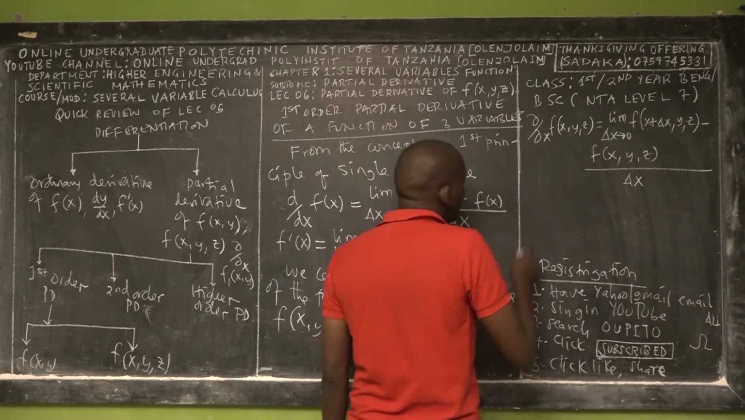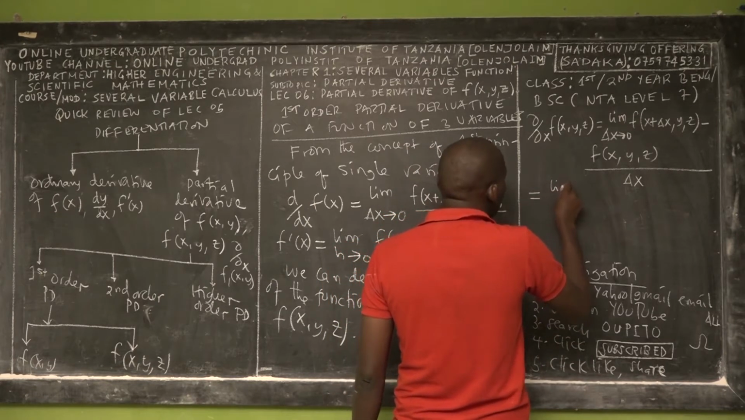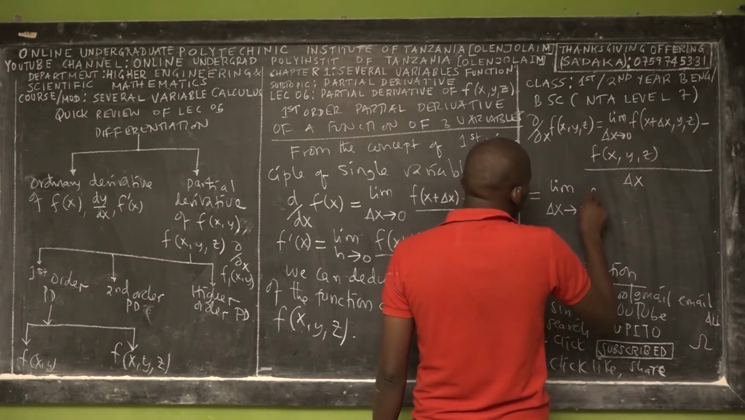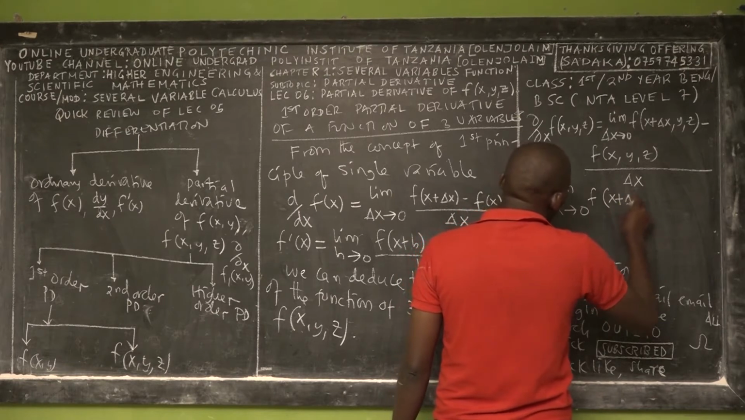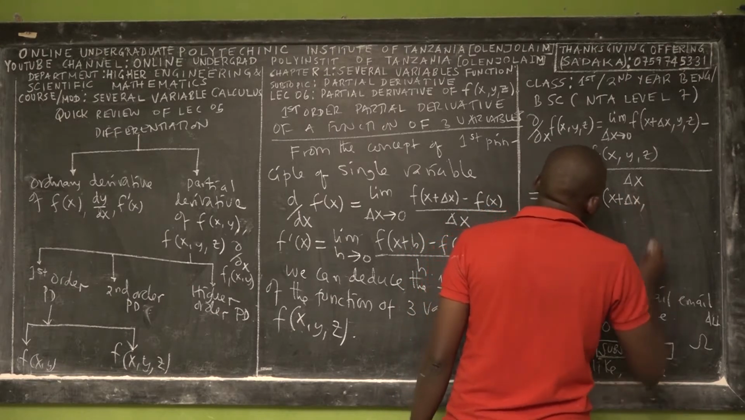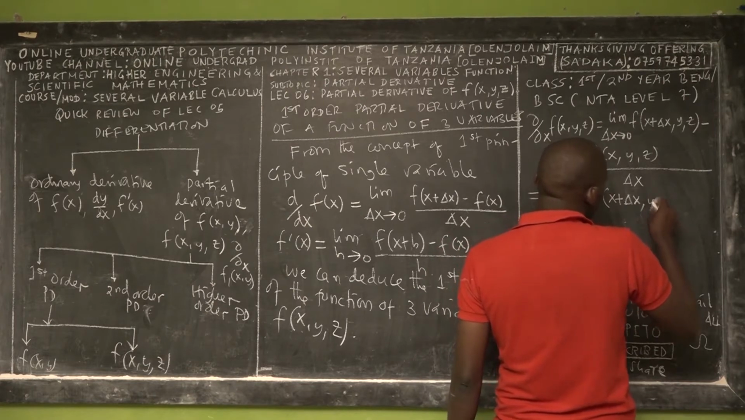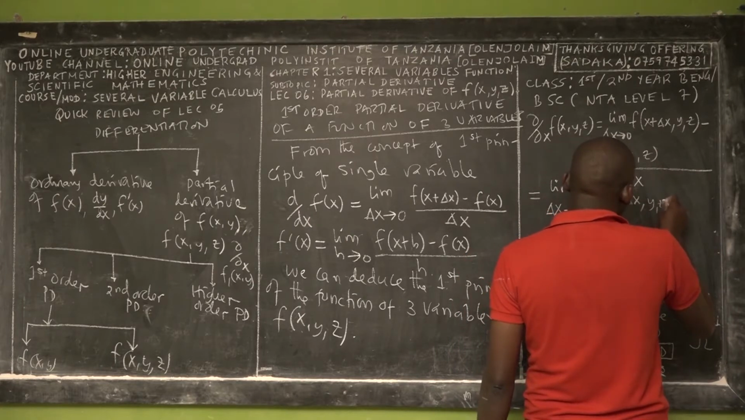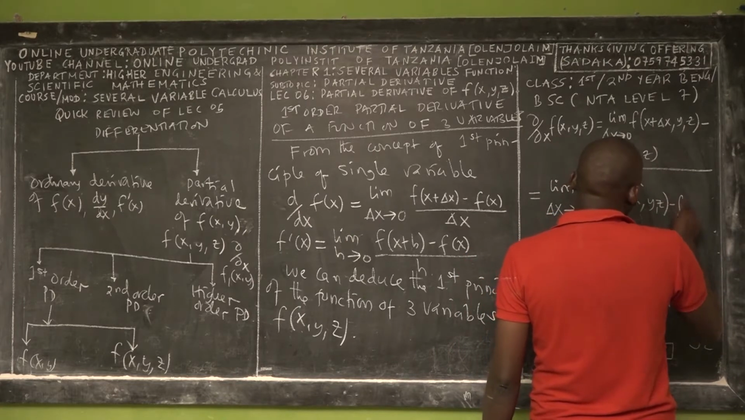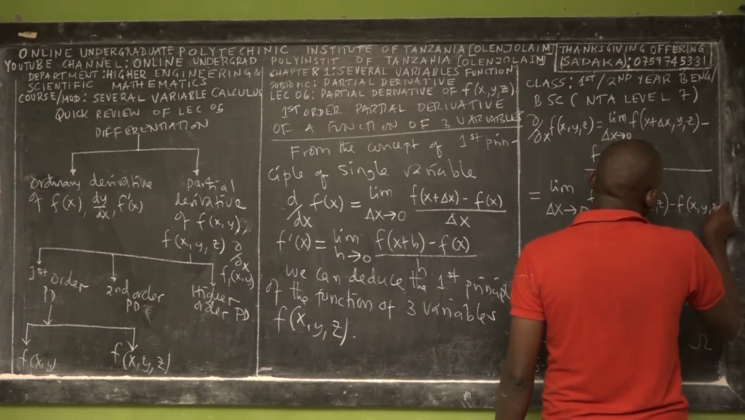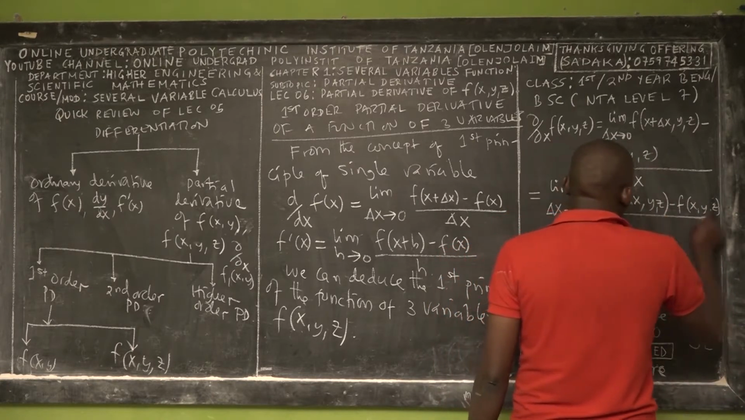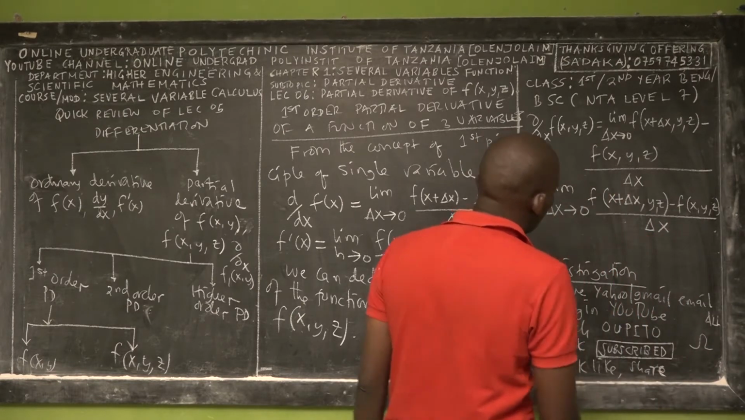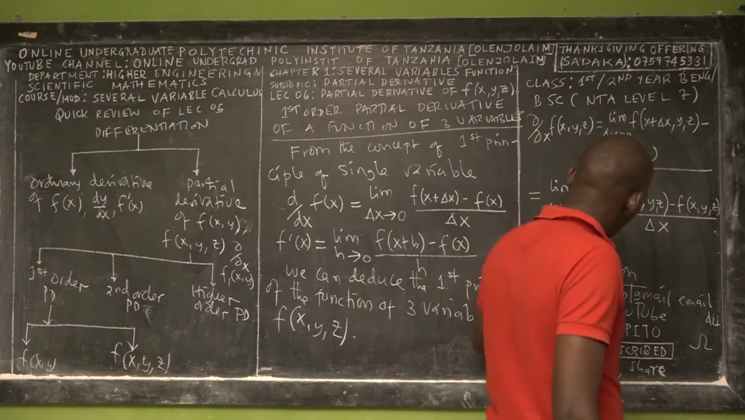To rewrite it properly, this is the limit as small change in x approaches 0 of f(x plus small change in x, y, z) minus f(x, y, z), divided by small change in x. So this is the general formula.